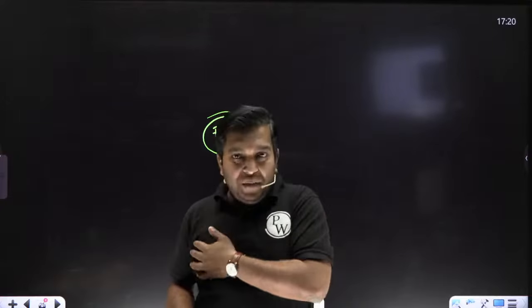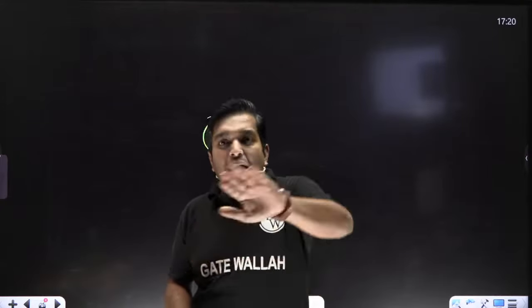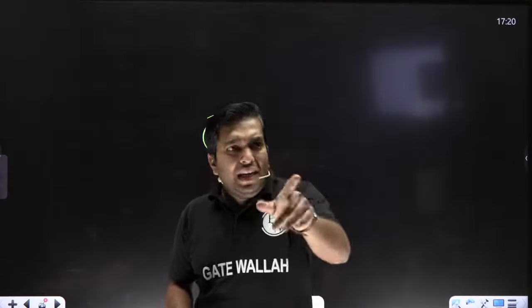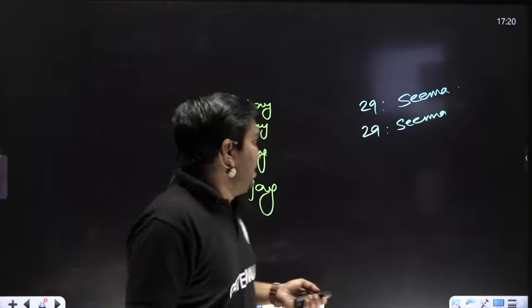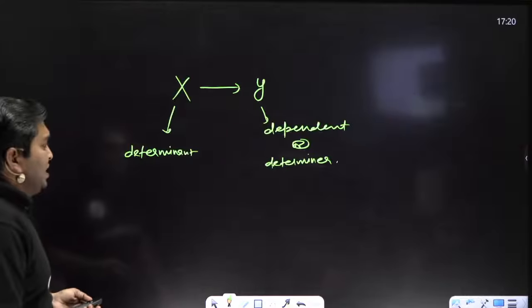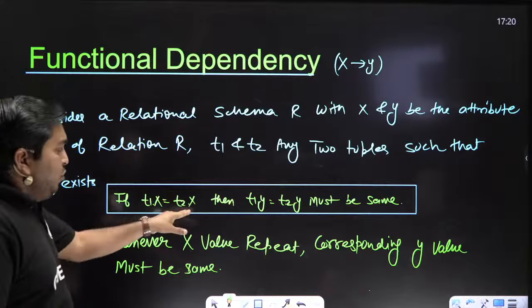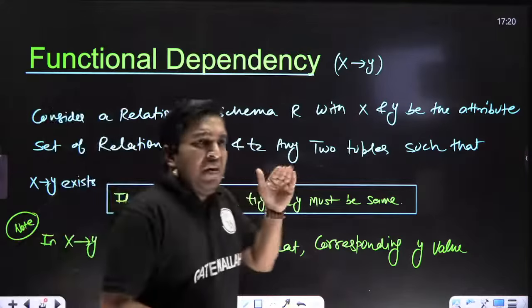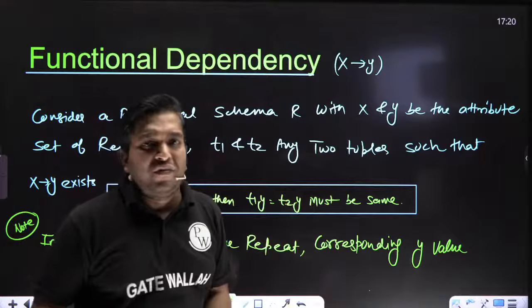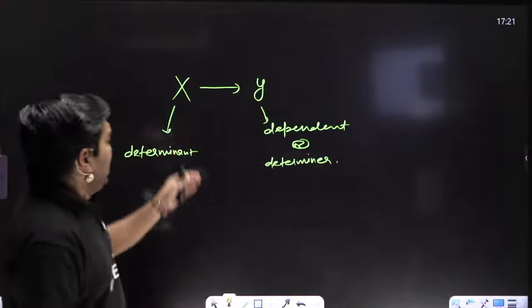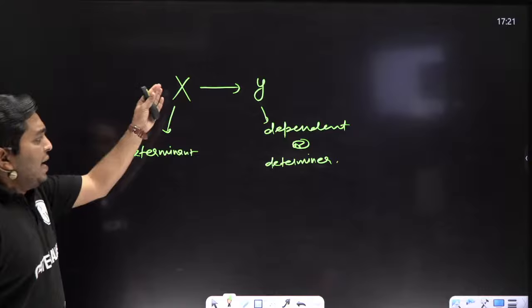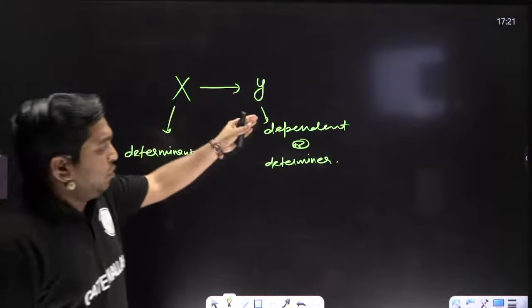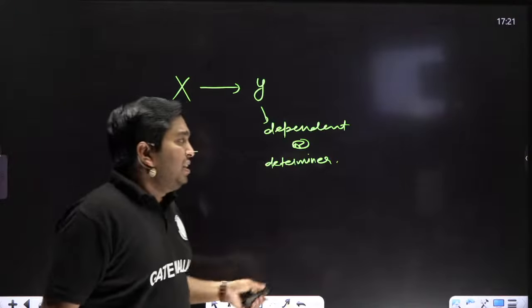Whenever my roll number repeats, my result will be displayed. And how do you say it in technical terms? Whenever the X value repeats in X determines Y, the corresponding Y value must be the same. Here X and Y are called what? X is called the determinant and Y is called the dependent. Clear? This is the meaning.